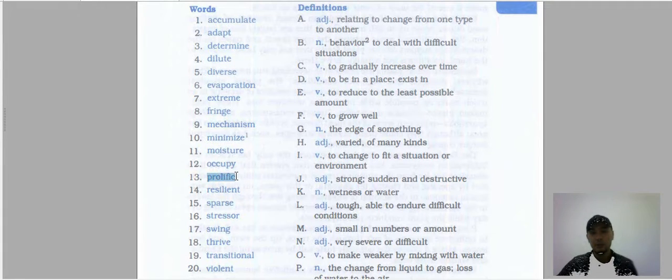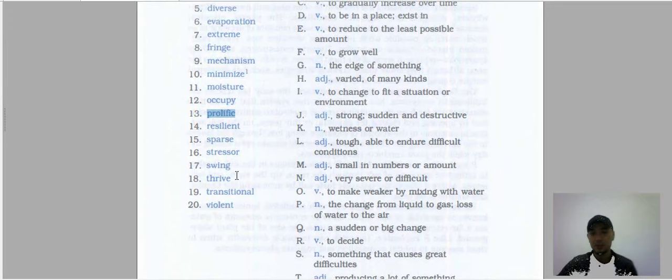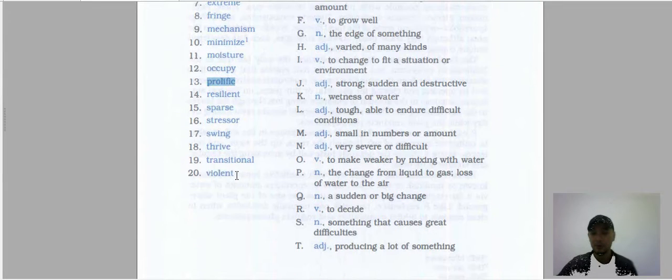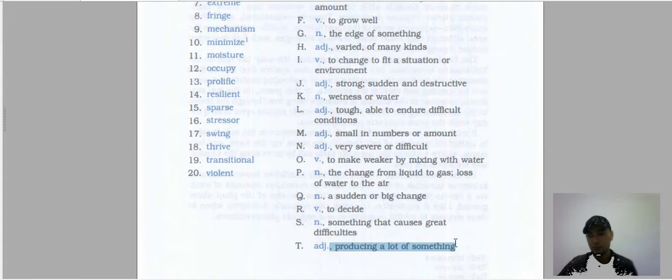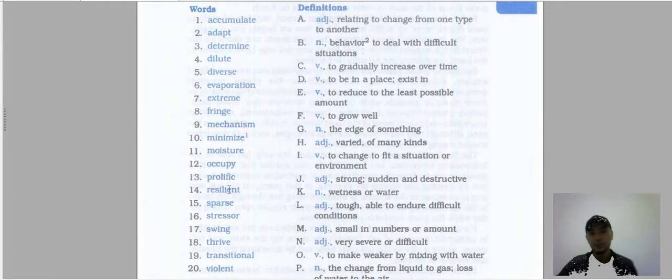Occupy. And prolific, if somebody or something is prolific, that means it produces a large amount of something. Which one is producing? Let me underline this one. Highlight. Where is the highlight option? Highlight it. And resilient, that means if you are resilient or something is resilient, you are able to endure difficult or extreme conditions. It is L.